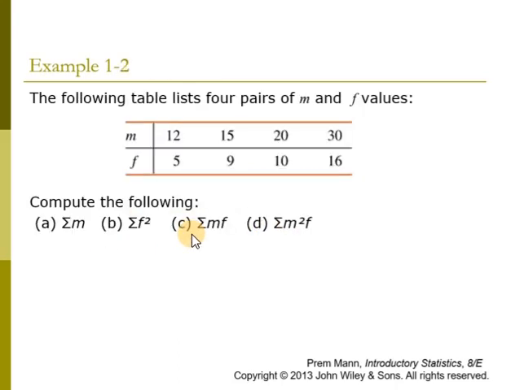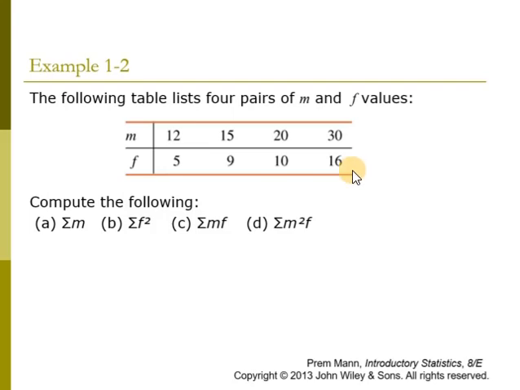This is another example. Given here the values of m and f. So compute the following: summation of m. So you add everything, the first row here, you will get the value. Summation of f square, you have to put a square on each number here. Then you sum up. Summation of mf. Okay, the summation of m times the summation of f.